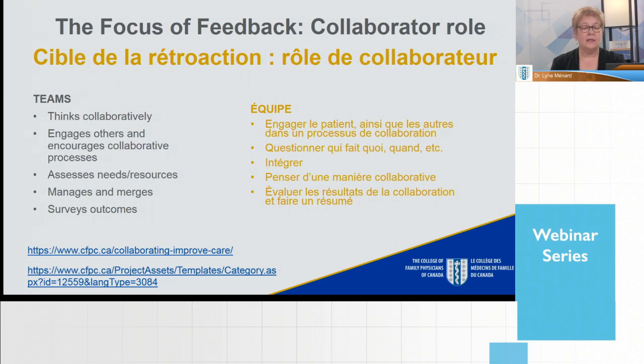The A stands for assesses needs and resources. So does the learner recognize and reflect on personal and team members' strengths and needs in context, and recognize and reflect on patient care needs and strengths? Are they able to identify who in the team or which resource can best respond to the patient's need in this specific context? The M stands for manages and merges, and that's when the learner is able to integrate patient and family needs and wants, the healthcare team expertise, and the best evidence to manage the patient care.